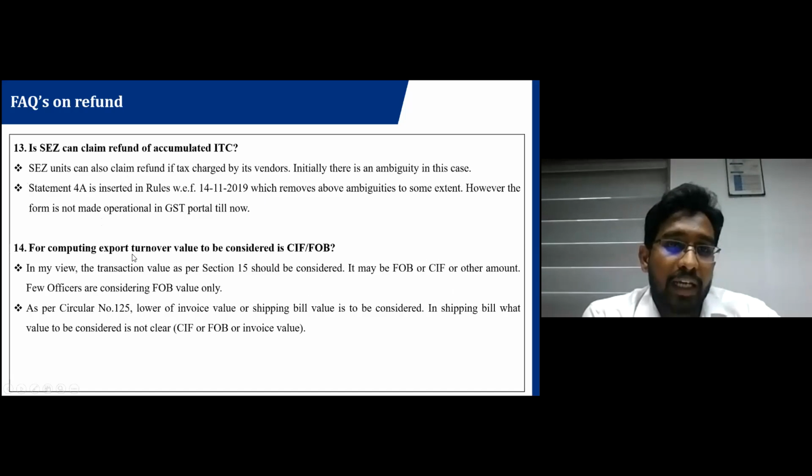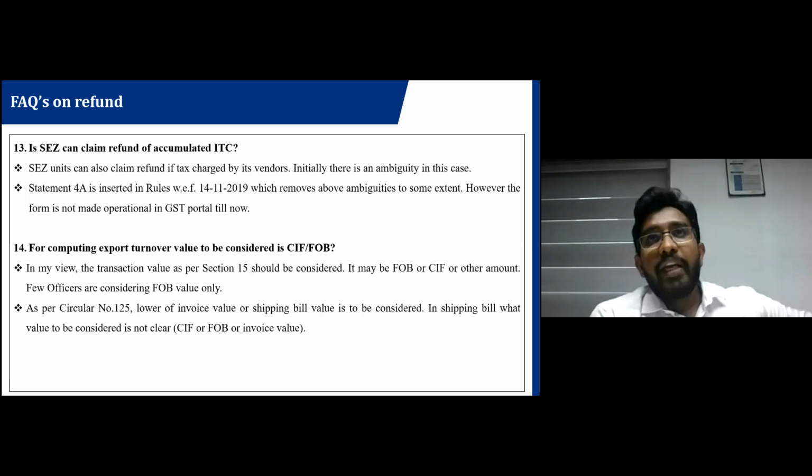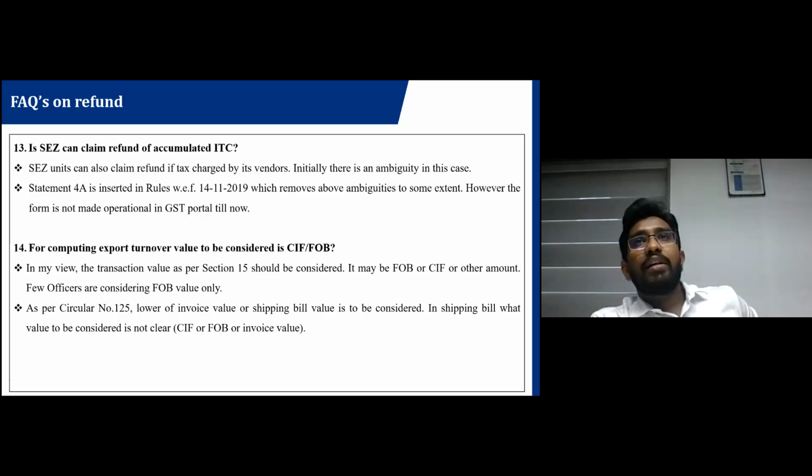For computing export turnover, the value to be considered is CIF or FOB. We are filing refund applications as per our workings, our books of accounts, and our GSTR 1. While scrutinizing the refund application, the officer will consider the FOB value as per the shipping bill, since it is the export value, not the value considered by you, that is CIF or any other amount. Like that, department officers may raise an issue.